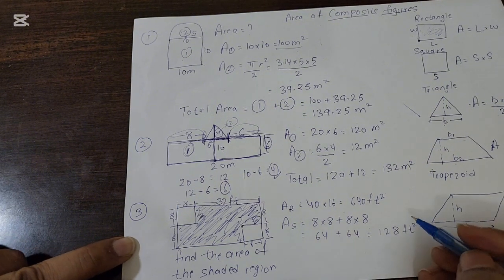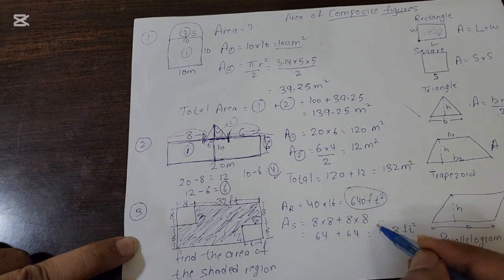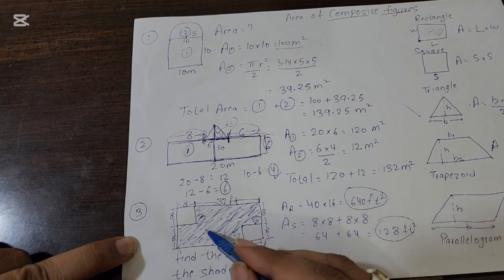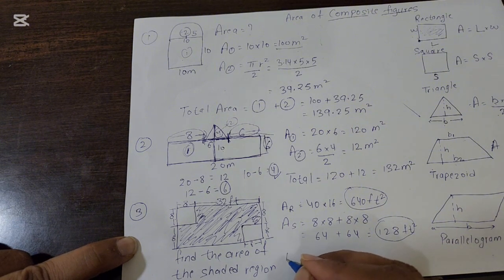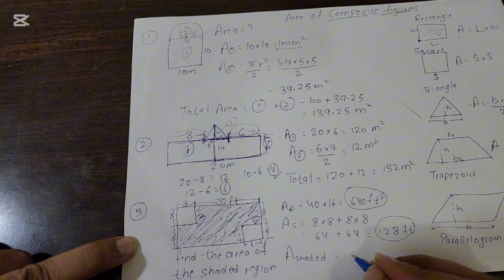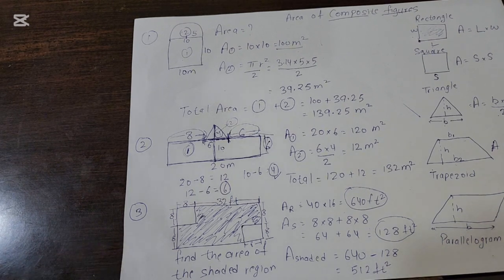Now what do we have to do? From the complete area, if I remove this white area, I will get the shaded region. Yes, removing, that means doing minus. So the area of the shaded region will be equal to 640 minus 128. Okay, which will give you 500 and how much? 12. 512 square feet. Okay, I hope you understood.